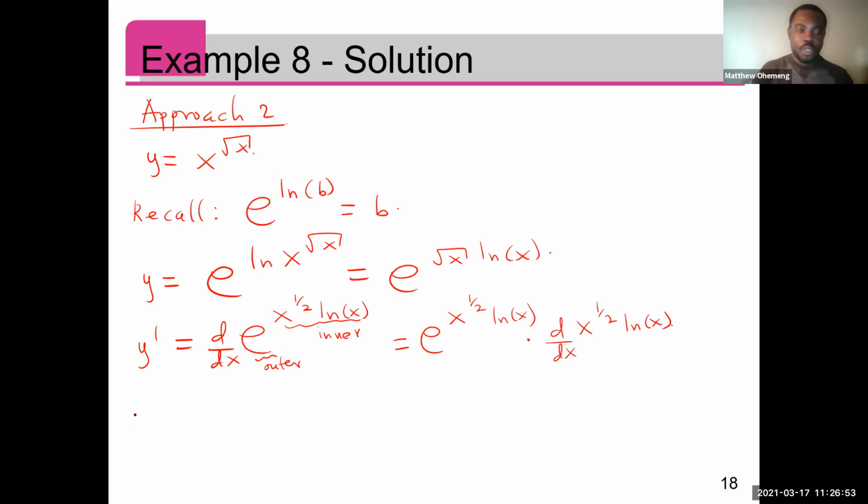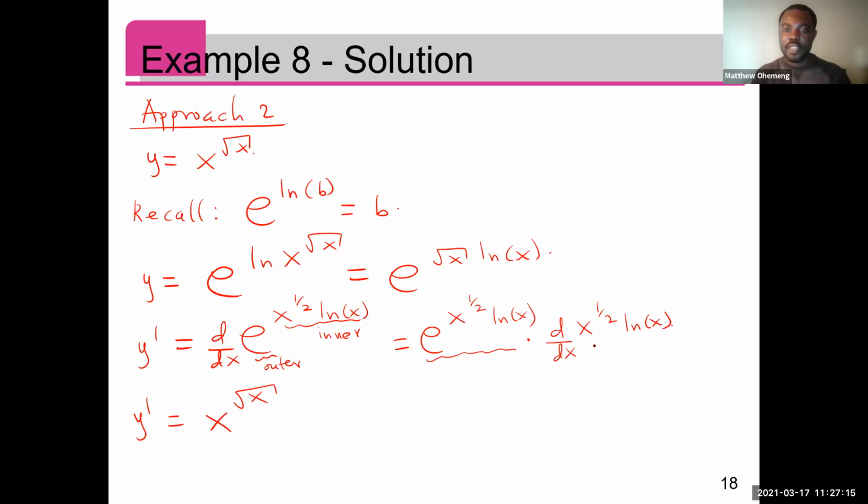Right? So moving on, you have this equal to this. But e to the x to the half ln of x is the same as what you have here. It's the same as y, right? This piece is the same as y. It's the same as this y. Because y equal to what? e to the square root of x ln of x. So that means you can put it back in there. You have x to the square root of x.